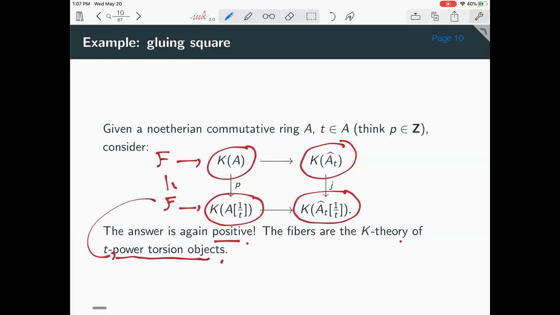You mean the vertical fibers are the P-torsion, the T? Vertical fibers. Thank you. Yeah, so the vertical fibers. Thank you.